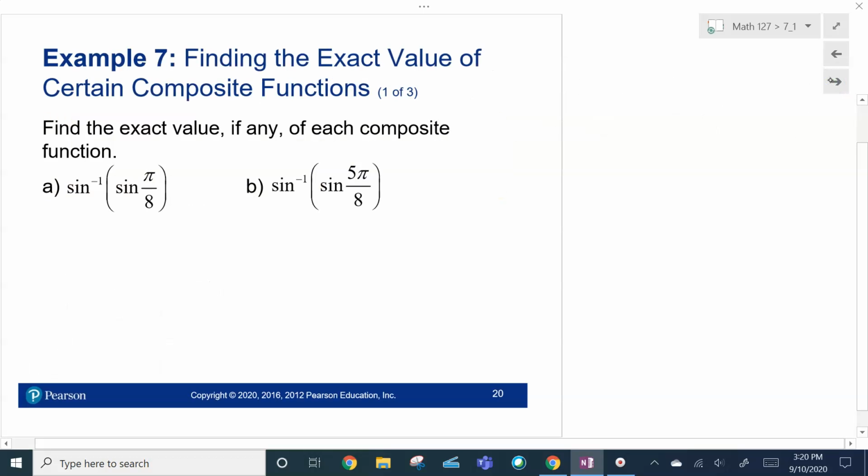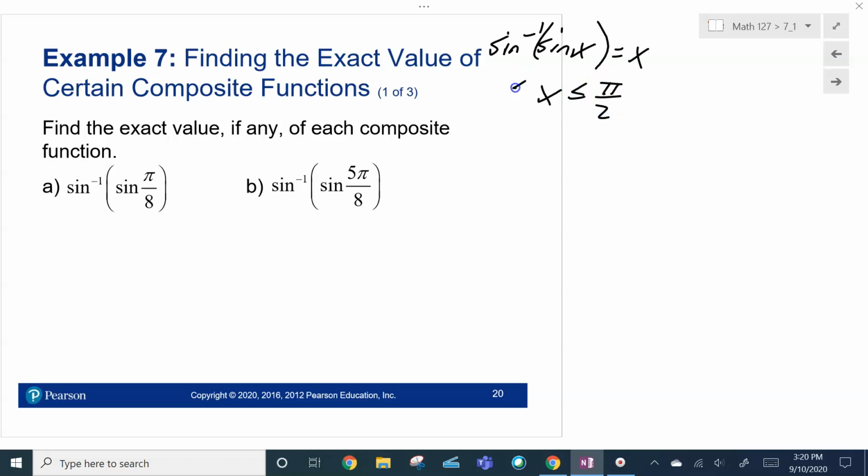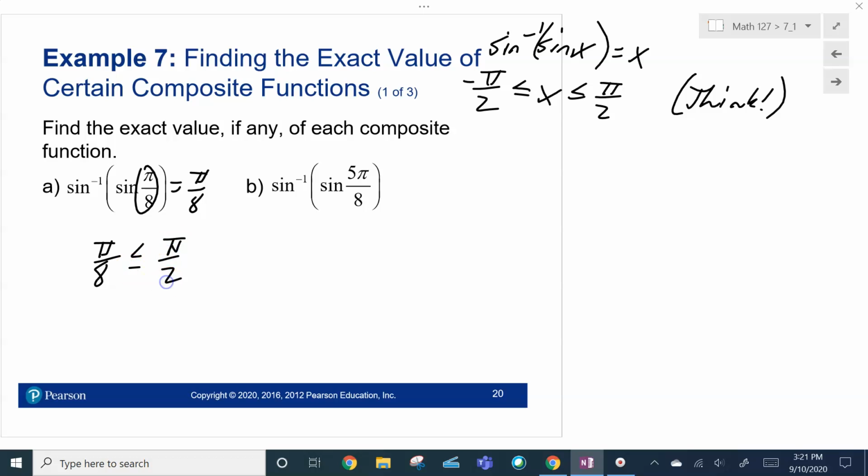So let me give you an example here. The arc sine of the sine of pi over 8. The arc sine of the sine of x is x when x is less than or equal to pi halves and greater than or equal to negative pi halves. And if it's not, then you really got to think about it, okay? So the arc sine of the sine of pi over 8 will be pi over 8 as long as this is true. Is pi over 8 less than or equal to pi halves and greater than or equal to negative pi halves? Yes, it is. So it's just pi over 8.